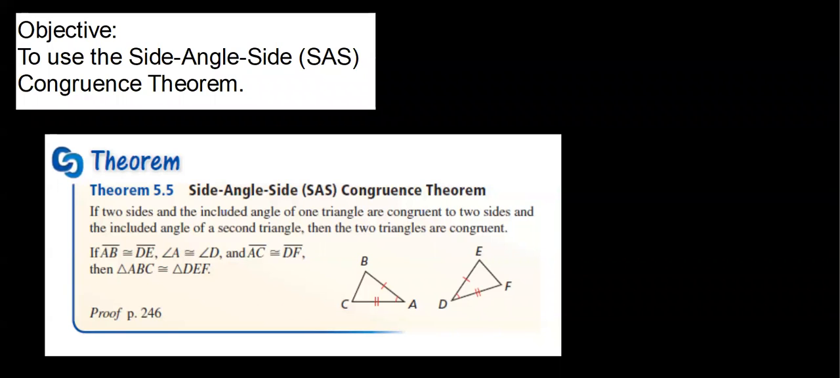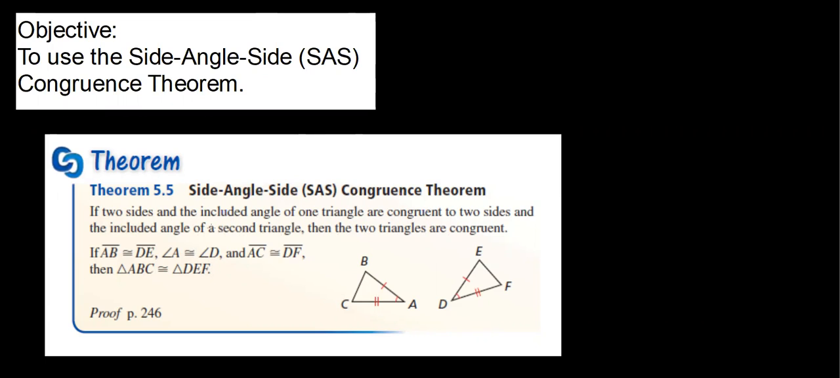This lesson is on using the side-angle-side congruence theorem. First thing we're going to do is just define it. The side-angle-side or SAS congruence theorem says that if two sides and the included angle of one triangle are congruent to two sides and the included angle of a second triangle, then the two triangles are congruent. And you can see a diagram down here.